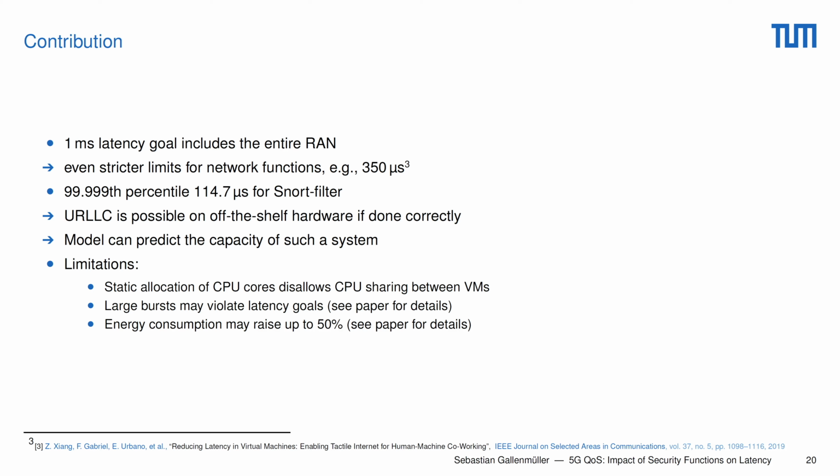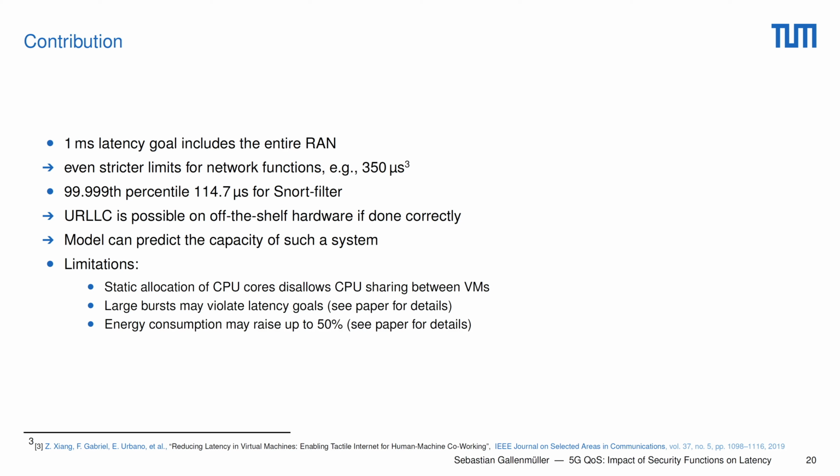But even if we consider this very strict 350 microsecond goal, we can still say that our system is able to achieve that. The worst case latency which we actually measured for the 99.9 percentile is 114.7 microseconds for the most demanding snort filter scenario which we investigated. So good news, URLLC is possible on these systems. We only used off-the-shelf hardware, and if we configure the software which runs on it correctly, we can totally achieve this. So this is very good news.